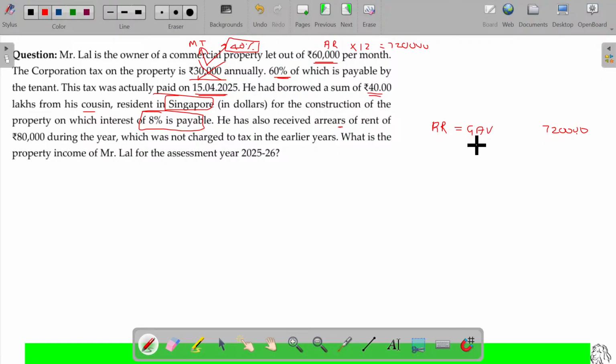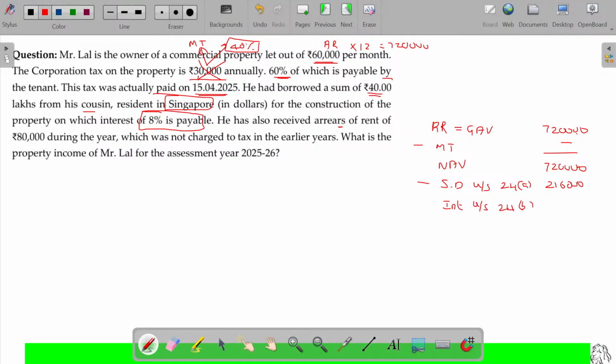We don't have any other information. From that you can subtract what? Municipal tax. Nothing is there. So NAV being 7,20,000 rupees minus standard deduction under section 24 class A. How much is that? 30% on this. 2,16,000, and you can now claim for interest expenses under section 24 class B.